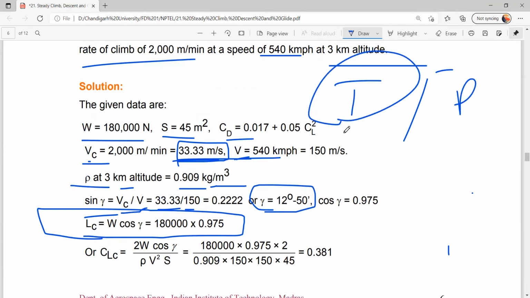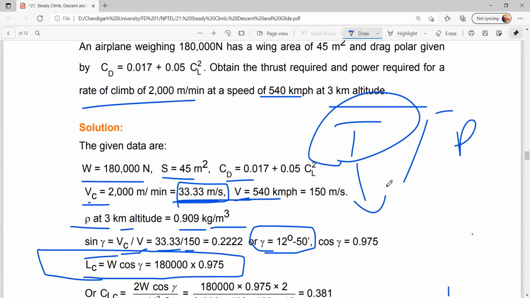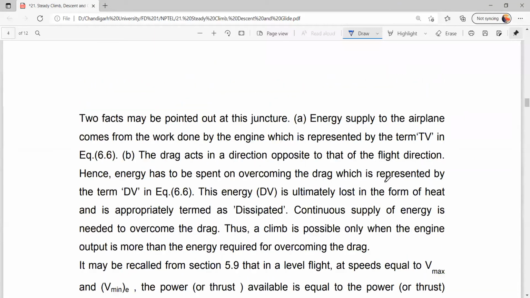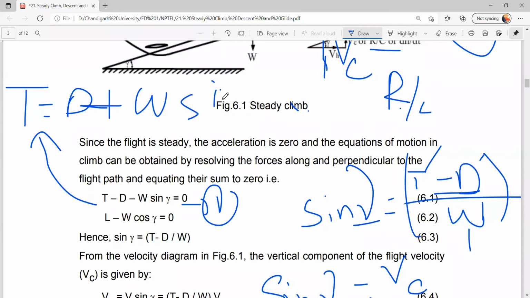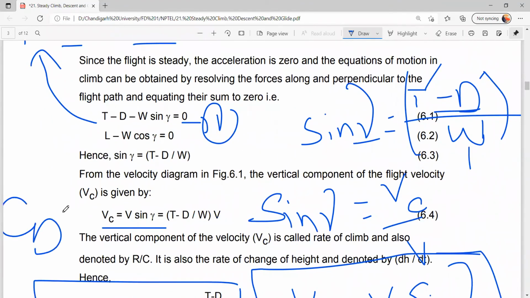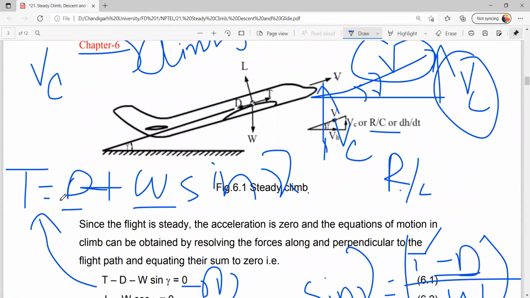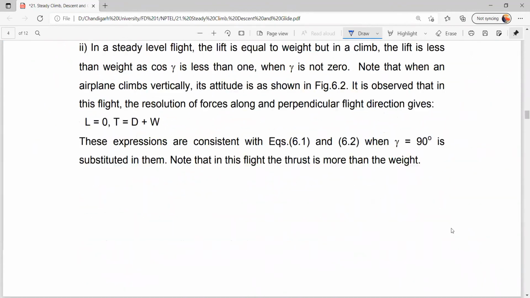So thrust equation, right? The first equation you can see. From the first equation, thrust force can be calculated. Thrust is equal to, from this equation, drag plus W sin gamma. So gamma we have derived. Weight of the aircraft is already given. Drag we need to determine, right? So CD, drag polar equation, is already given. So if you find the drag value, then we can easily calculate the thrust value.